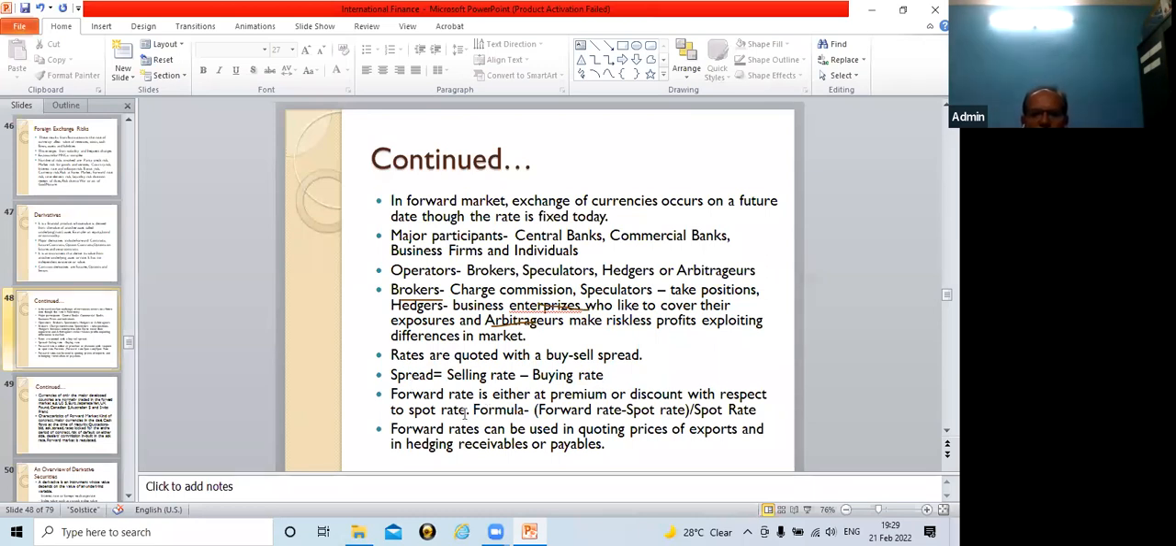Now forward rate is either at premium or discount with respect to spot rate. Formula: forward rate minus spot rate, divided by spot rate. Forward rates can be used in quoting prices of exports and in hedging receivables or payables.